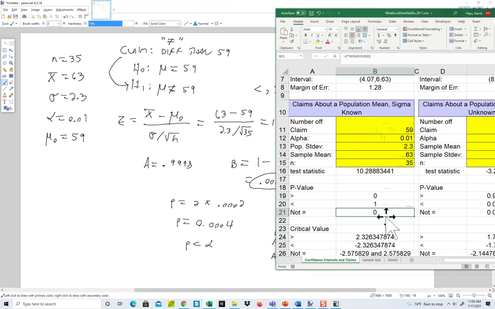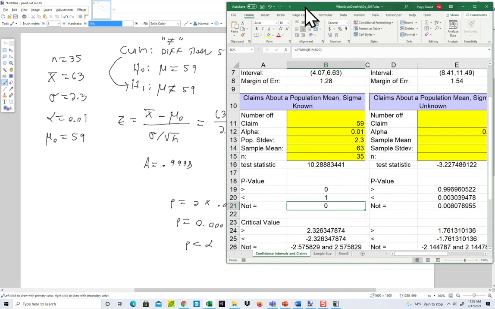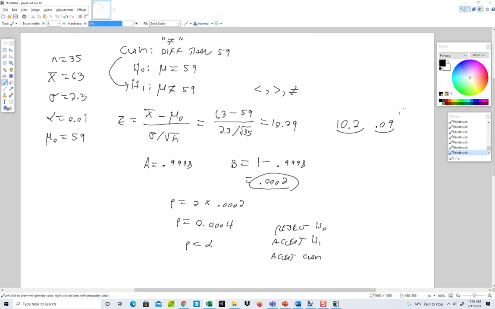But see the not equals, it says is 0. So that's the difference when you're using technology versus this. Now, is it really 0 or did it round it? Hard to say. But when you get that extreme of a value, it's not surprising that it would be either 0 or 0.00000, and so forth. Okay, so that's the not equal to case.